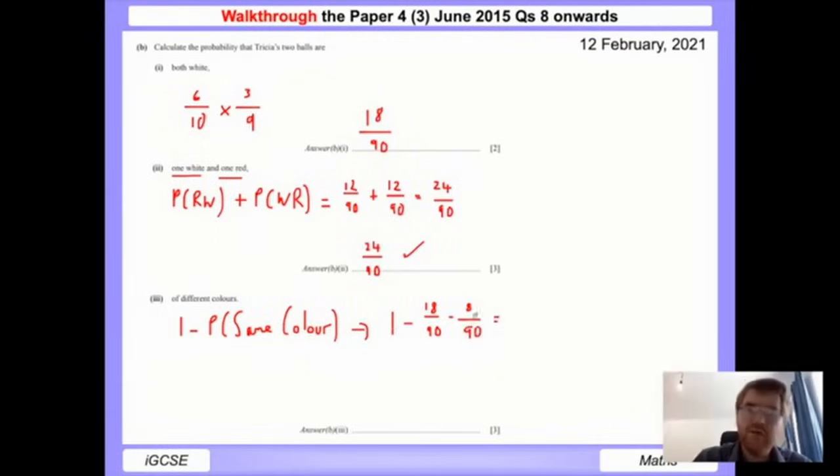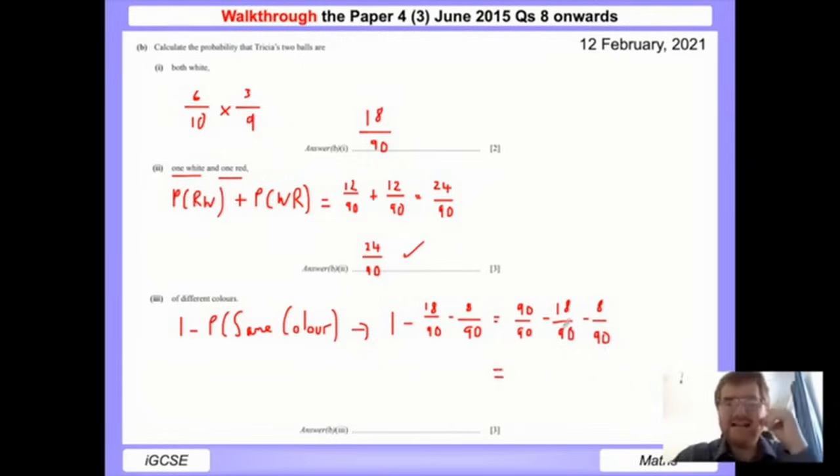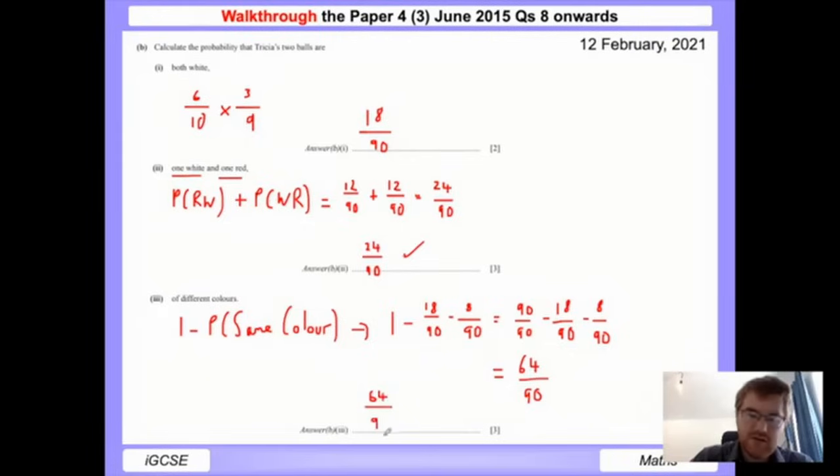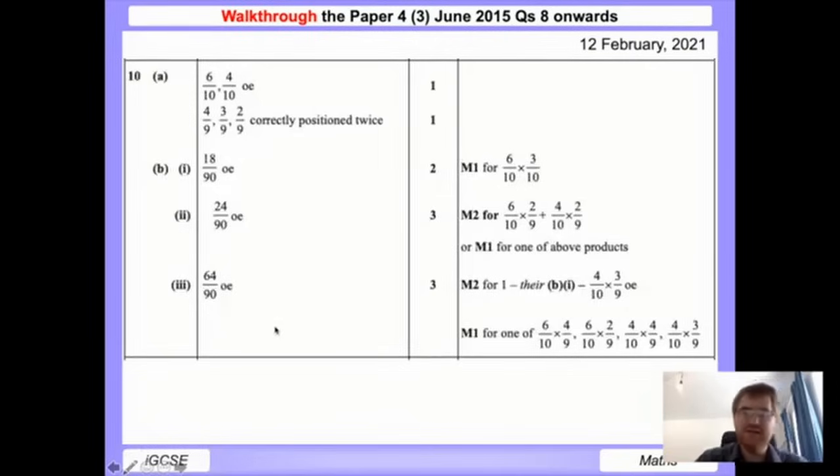Now, remember, 1 on its own is 90 out of 90. This is why I did not simplify, to make the subtracting fractions much easier. And then if I do this calculation, well, 90 minus 18, that's going to be equal to 72. 72 minus 8, that's going to be equal to 64 over 90, yeah? Which, as we saw in the previous mark scheme, does not need to be simplified. So I'm going to leave it as 64 over 90. And there's our answer there.